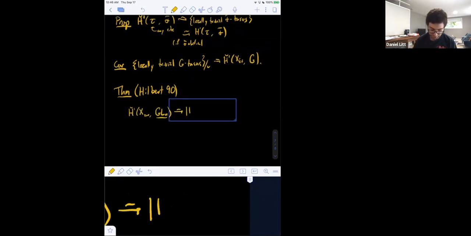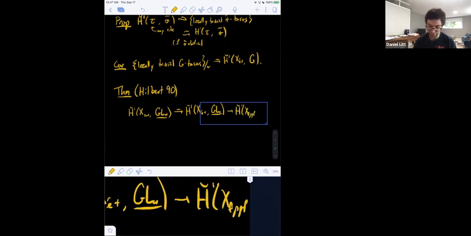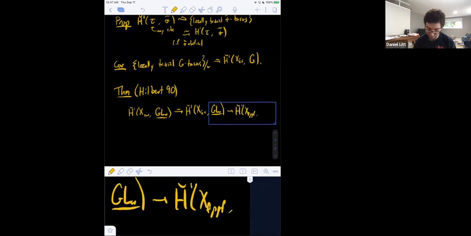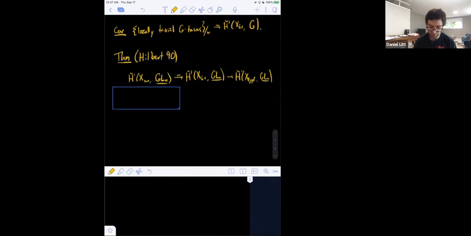So this maps to H1 of X Étale with GLN coefficients, and this maps to H1, and I haven't defined this, but the definition of Čech cohomology in any site is the same, of X FPPF with GLN coefficients. Okay, and then the theorem is that this is an equivalence of categories. Sorry, and it is a bijection.